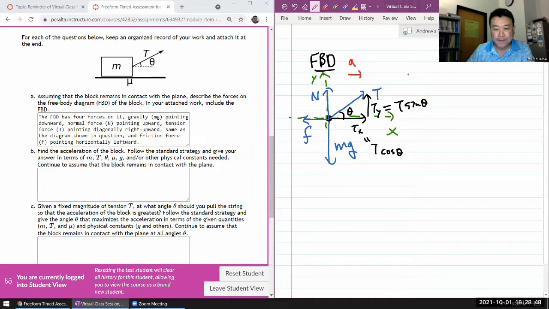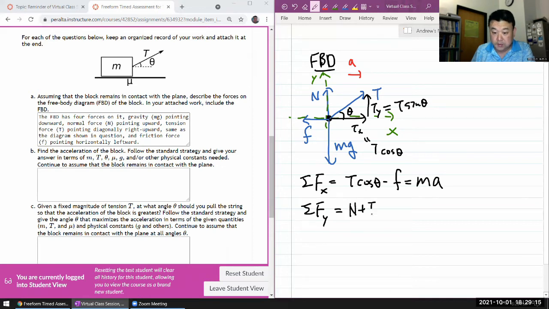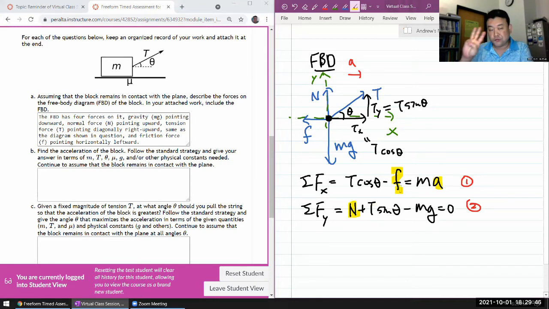And I'm already at step number four, my Newton's law equations. Net force in the x direction is the tension T cosine theta minus the friction force, equal to mass times acceleration. And for the net force in the y direction, I have a bunch of forces: the normal force and the tension. So N plus T sine theta, and then I have minus mg, equal to zero. As you look at this set of two equations, you should realize you're lacking something. You are not given the friction force, so this is an unknown. Acceleration is unknown and normal force is unknown. So you have two equations and three unknowns. That's a sign that you're not done yet. You need to go look for more equations.